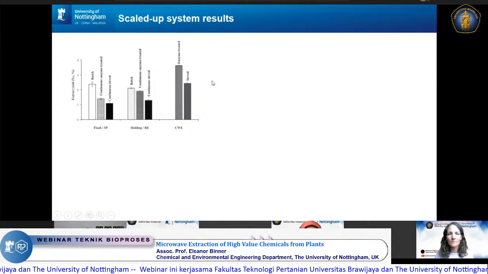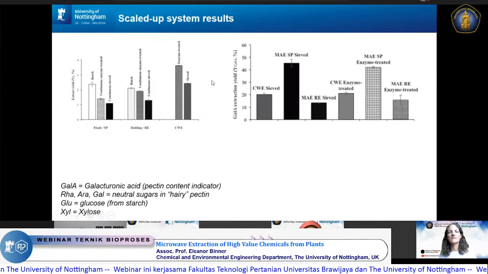But what we showed actually was it appears that the extract yield is better in the batch experiments. However, when we did the sugar analysis, what we discovered is that the microwave-assisted extraction had the highest. So the gallic yield can be seen as a rough measure of how much pectin is in there of any type. It's not exactly like that, but you can see that there were much more impurities in these samples.